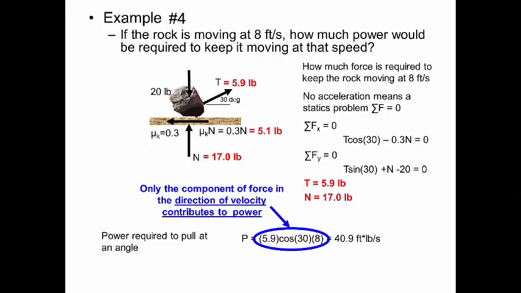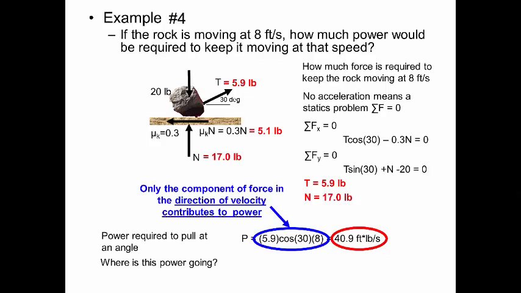Remember, only the component of the force in the direction of the velocity contributes to the power. So we take the component of our 5.9 pounds that are acting in the x direction, which is 5.9 times the cosine of 30. Then we can calculate our power of 40.9 foot-pounds per second.